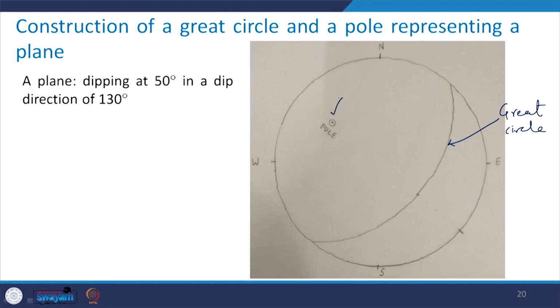So, please remember that every plane can be represented either by a great circle or by a pole. This is how the construction of a great circle and a pole which is representing the plane, any plane, is done. So, if I give you the dip and dip direction of any plane, you can follow this procedure to obtain the great circle and a pole representing the plane. So, this is what that I wanted to discuss with you.